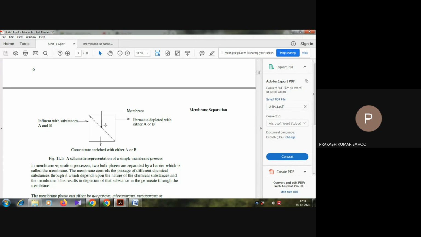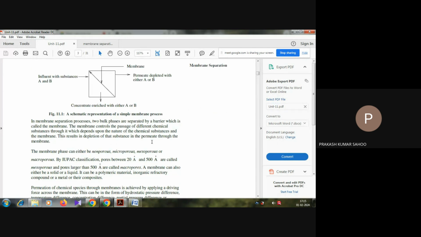If I put the solution with the two components A and B here, then either A or B will permeate, which means it will flow through. This is known as permeation, that it allows the particles to pass through it. So either A or B will permeate, and the second component will be left out or will be separated. So this is the general view of your membrane separation process.